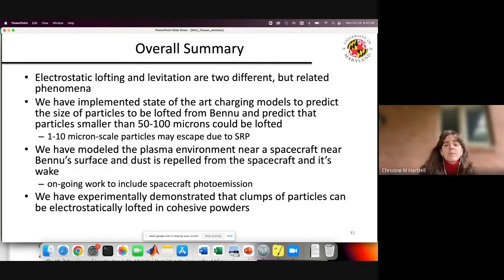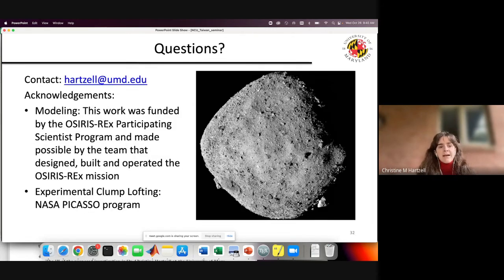We've also modeled the plasma environment near a spacecraft near the asteroid. And in this work, we see that dust is repelled from the spacecraft and its wake, although our ongoing work is going to include spacecraft photoemission, and that could change the results somewhat. And then finally, we have experimentally demonstrated that clumps of particles can be electrostatically lofted in cohesive powders. So with that, I would be happy to take any questions.